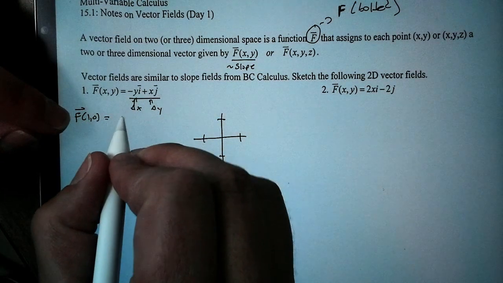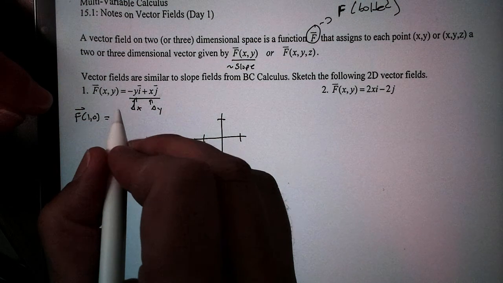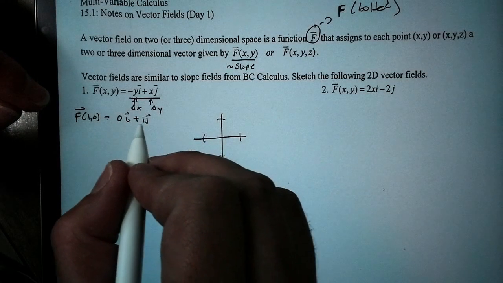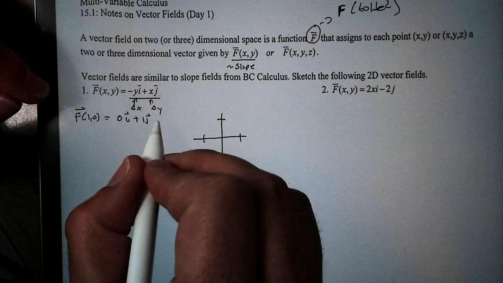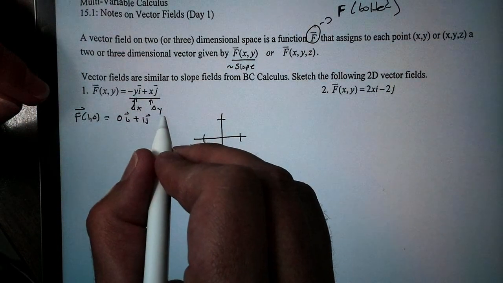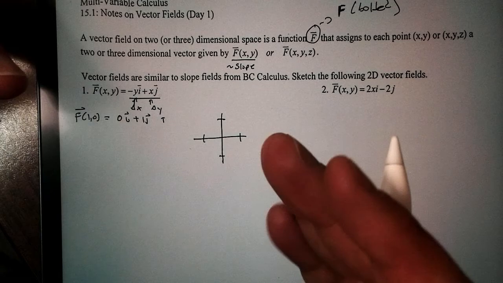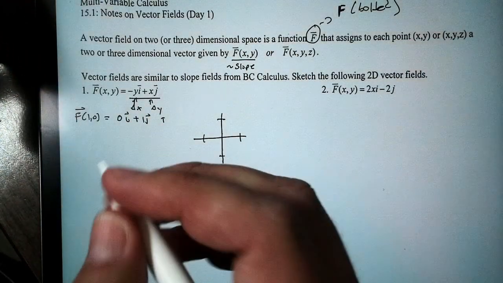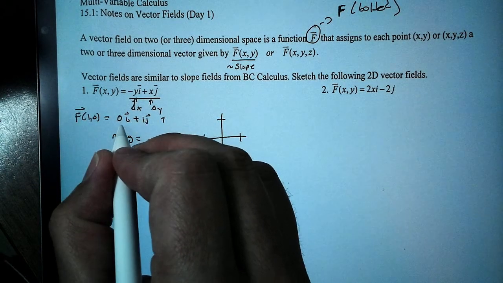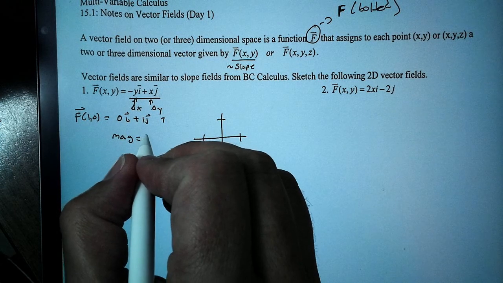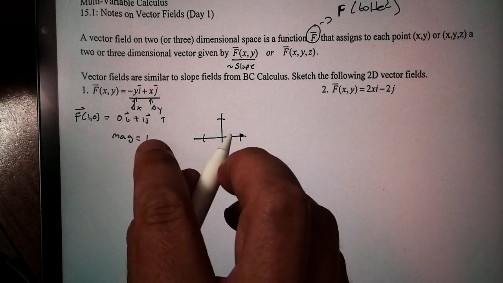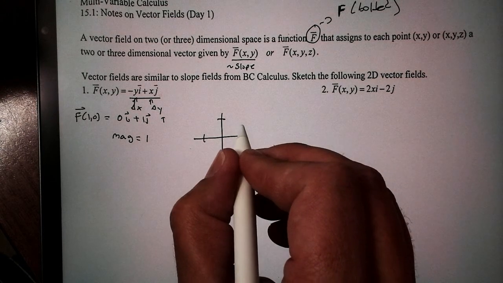So if I just plug these in, my x value is 1, my y value is 0. That's going to give me 0i, because y is 0, so 0i plus 1j. And what this is telling us is that this is moving 0 in the x direction, up 1 in the y direction. So this is moving up here. Now, the big other difference between vector fields and slope fields is that a vector has magnitude. So I'm going to go ahead and get the magnitude of this vector. And it's not too hard to do. Square root of 0 plus 1 is just 1. So what this is telling me is that at the point 1, 0, we are going up 1 unit. So it's just going up 1.